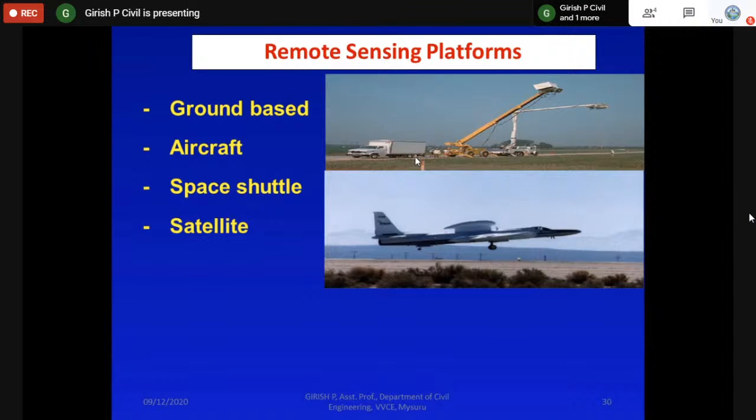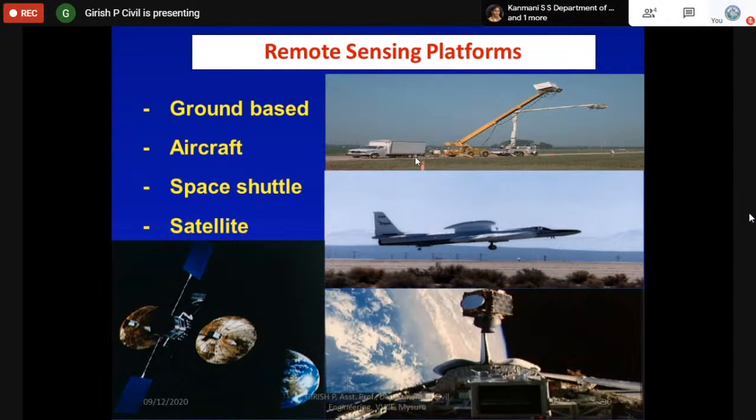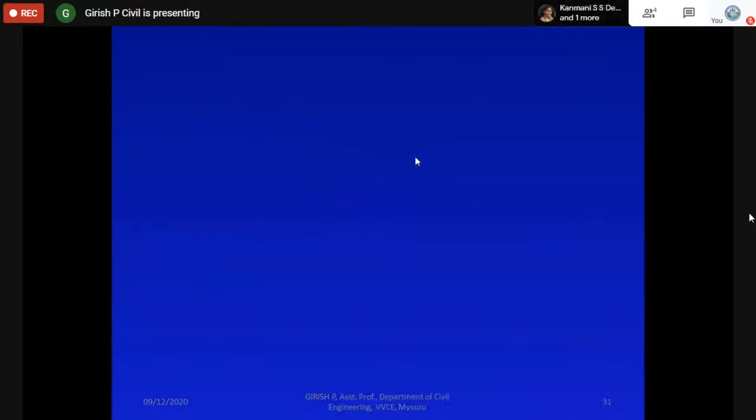Then many times we collect information through aircraft by fitting a sensor camera in the base of the aircraft. Some other times we collect information through the space shuttle, which has an arbitrary path. And nowadays, whatever information we need, we collect either by space shuttle or satellite-based sensor systems. So generally, these are the four important types of remote sensing platforms.